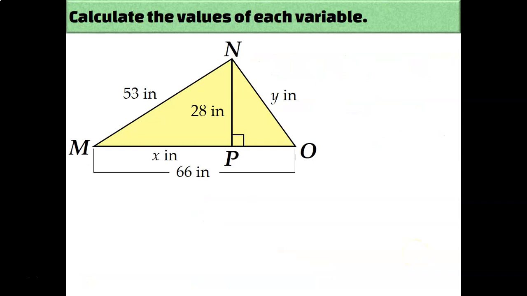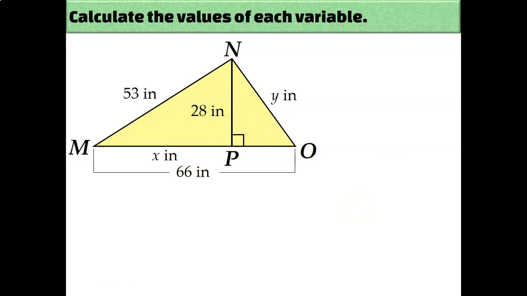Well, let's try a more complicated example. We need to calculate the value of x and the value of y. And I see a couple different right triangles here. This is the only right angle that I see that's labeled, but this angle right here would be right as well, because 90 and 90 would give me a total of 180, and PO is a straight angle, that equals 180. So both of these triangles are right triangles.